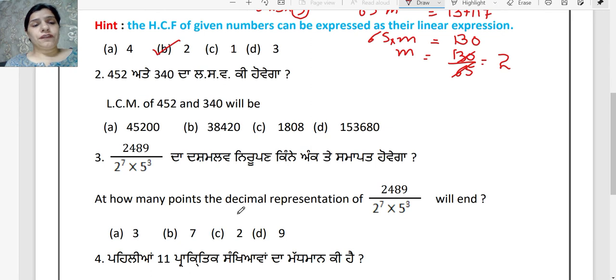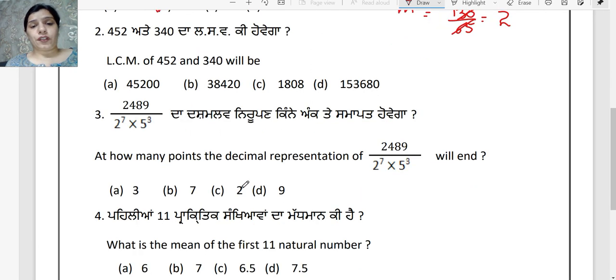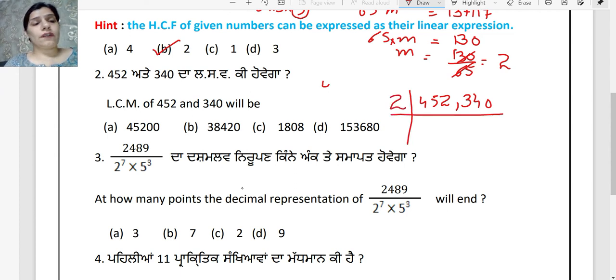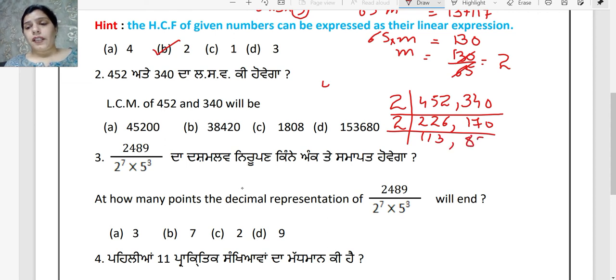Next question, you have to find the LCM of 452 and 340. Beta, there are many methods. You can do it by the prime factorization or you can do it like this. 452 and 340, you have to find the LCM. So I will do it by this method. This is a very common method which you are all well aware of. Both of them are divisible by 2. So when I divide 452 by 2, you get 226. And when I divide 340 by 2, you get 170. Again, both of them are divisible by 2. Here you get 113 and here you get 85.